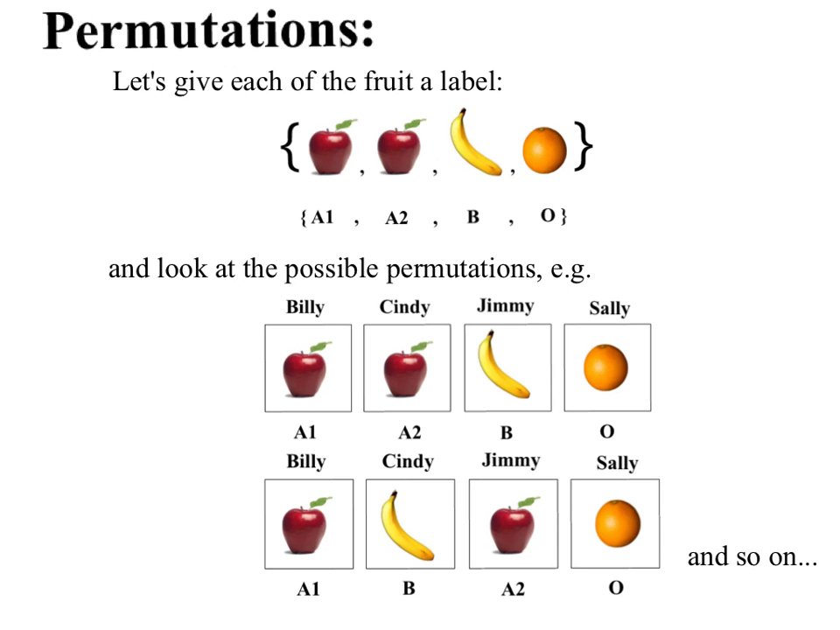Well, since we know a little bit about counting thus far, we know this is going to have something to do with permutation, since we're worried about the order in which the fruit are going to be given, to whom they're going to be given in this case. So let's give the fruit labels, apple 1, apple 2, banana, and orange, and start to look at all the possible permutations.